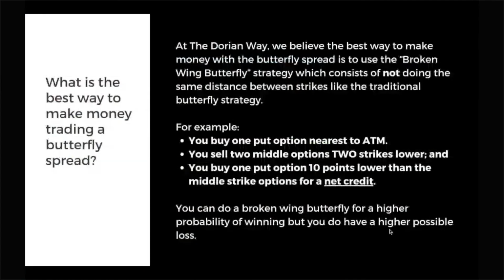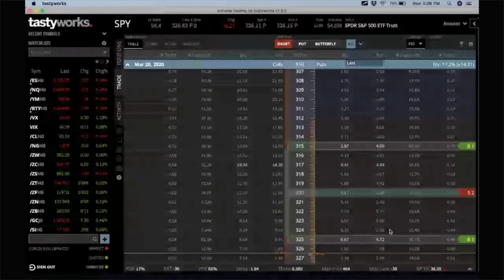But when you're doing a broken wing butterfly, for example, you buy one put option nearest to at the money, and you sell 2 middle options, 2 strikes lower, right? The 2 middle strikes are sold a little lower, and you buy one put option 10 points lower than the middle strike options for a net credit. We were talking earlier that if you are selling something out of the money, your probabilities change dramatically, and they can be pretty high.